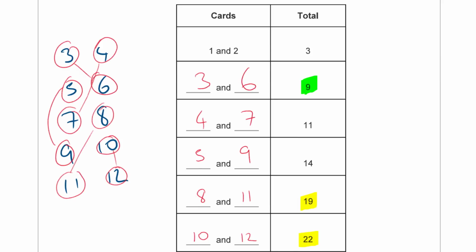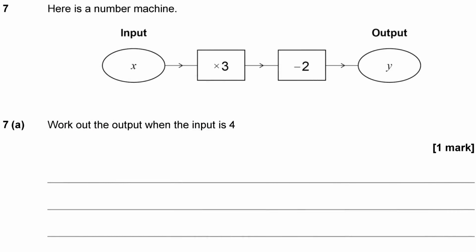Okay. So the technique there was just to start at one of the extreme ends, which is difficult to make with the other numbers, and then kind of work backwards. I think we've done. Question 7. Here is a number machine. I've got an input of x that passes through the first process, which multiplies it by 3, and then it goes into a second process where 2 is subtracted, and then y comes out the other end.